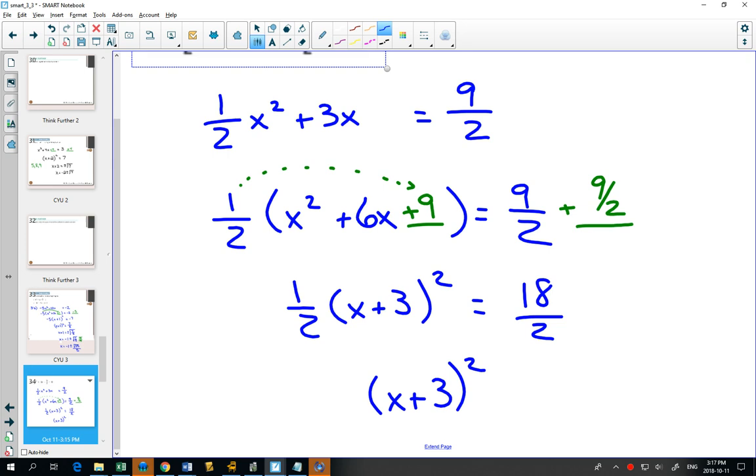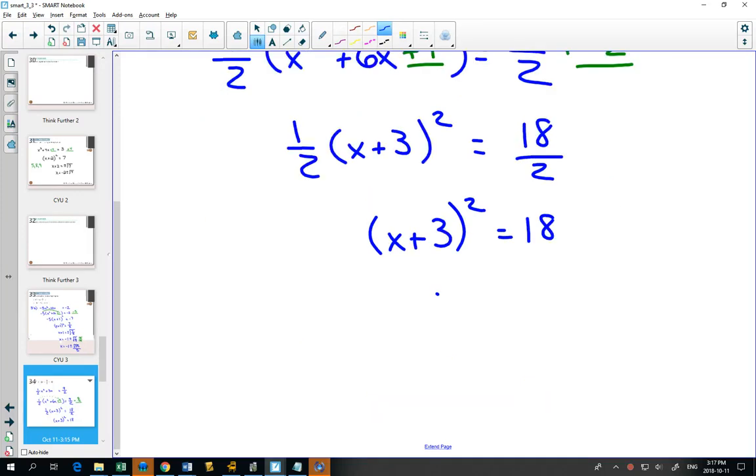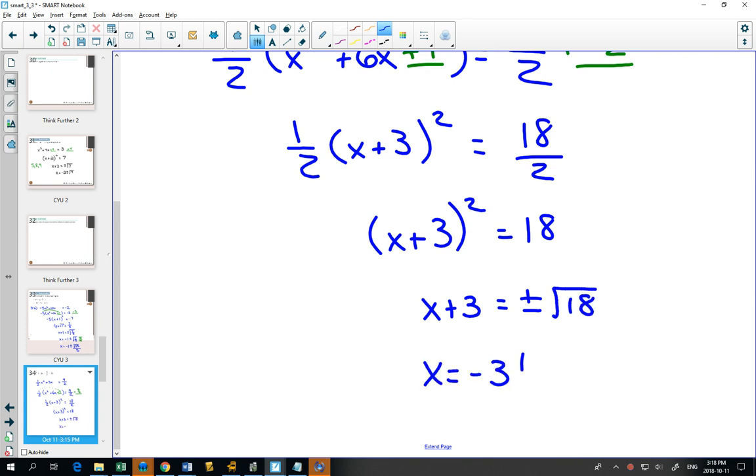How do I get rid of the half out in front? Divide by half or multiply by 2. Multiply both sides by 2. Now we have the square by itself. Square root both sides. We have a square root. Can we simplify that? Yes. So even though your textbook doesn't, we are going to practice simplifying that. The square root of 18 is 3√2. This is our final answer.